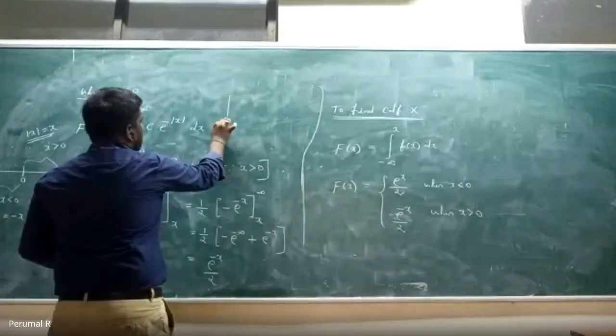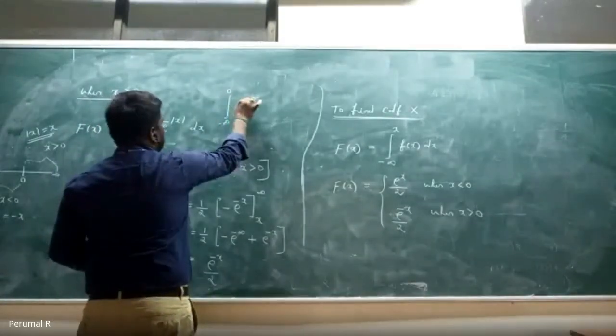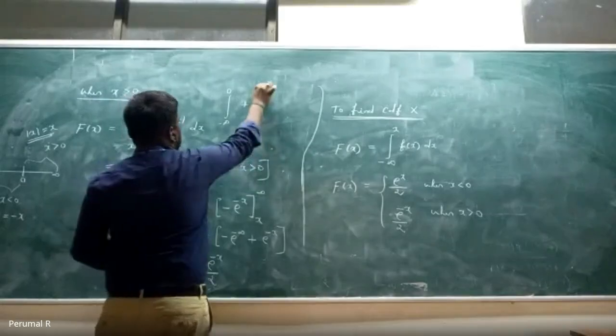Sir, what's your doubt? We defined the probability distribution function as minus infinity to x. But when you take x greater than 0, you have written x to infinity. We defined minus infinity to x only. The PDF function we defined, F of x equal to probability of x less than x, here minus infinity to 0, then 0 to infinity.